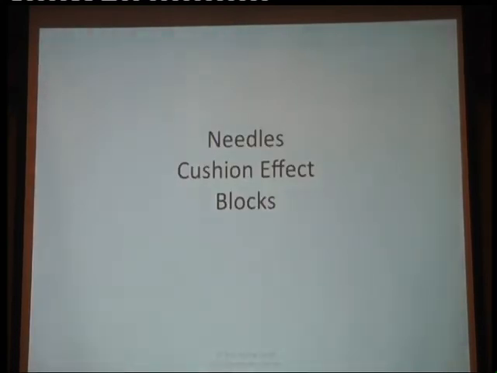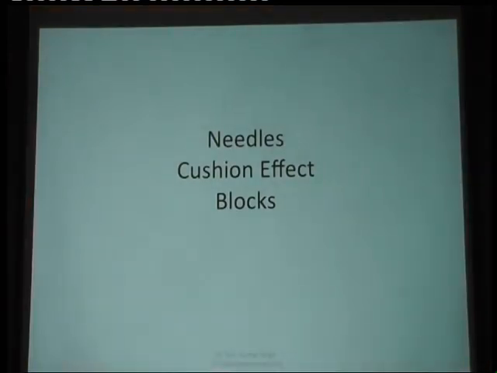So looking at the needle blocks, the first thing we need to know is about needles, what kind of needles we can use. We need to know something about the cushion effect. This is something which is very, very important. We described it long back in one of our articles. Obviously it wasn't labeled as the cushion effect. It was describing a new technique for ilioinguinal nerve block, and there we mentioned the use of what is the cushion effect. And then obviously we discussed some of the blocks.